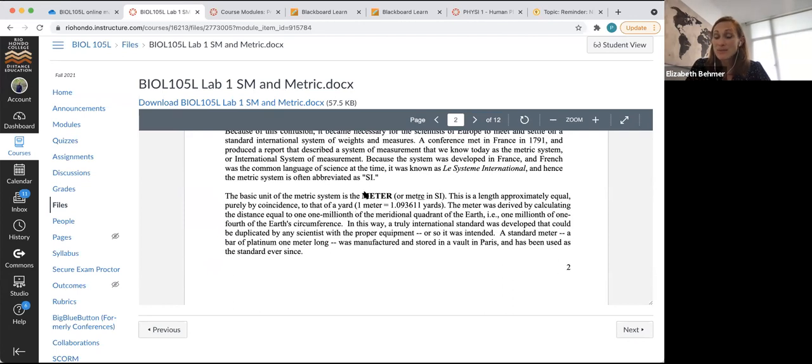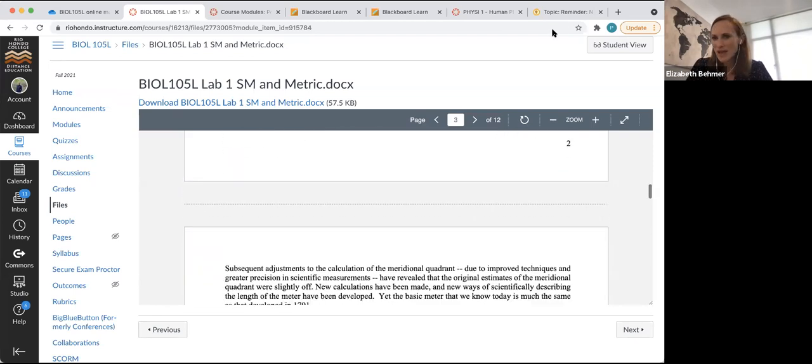The basic unit of the metric system is a meter, and this is a length approximately equal to that of a yard. The meter was derived by calculating the distance equal to 1/1,000,000th of the meridional quadrant of the Earth, or 1/1,000,000th of 1/4 of the Earth's circumference. You don't necessarily need to know that, but the meter is kind of our base unit for the metric system. And some of you might have a meter stick in your homes. If you do, feel free to grab it and use it for some of these activities. If you don't, you don't need one.